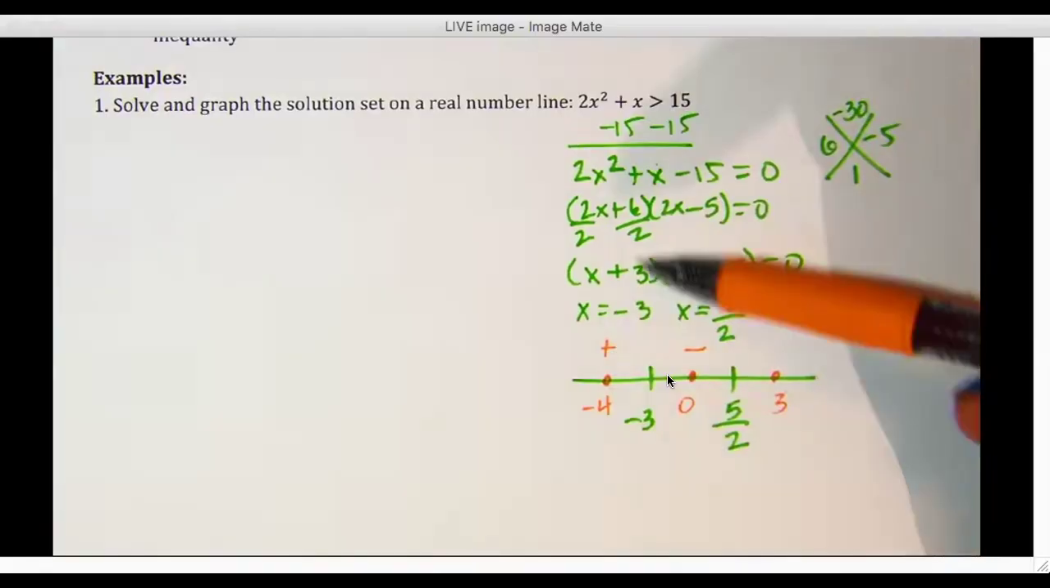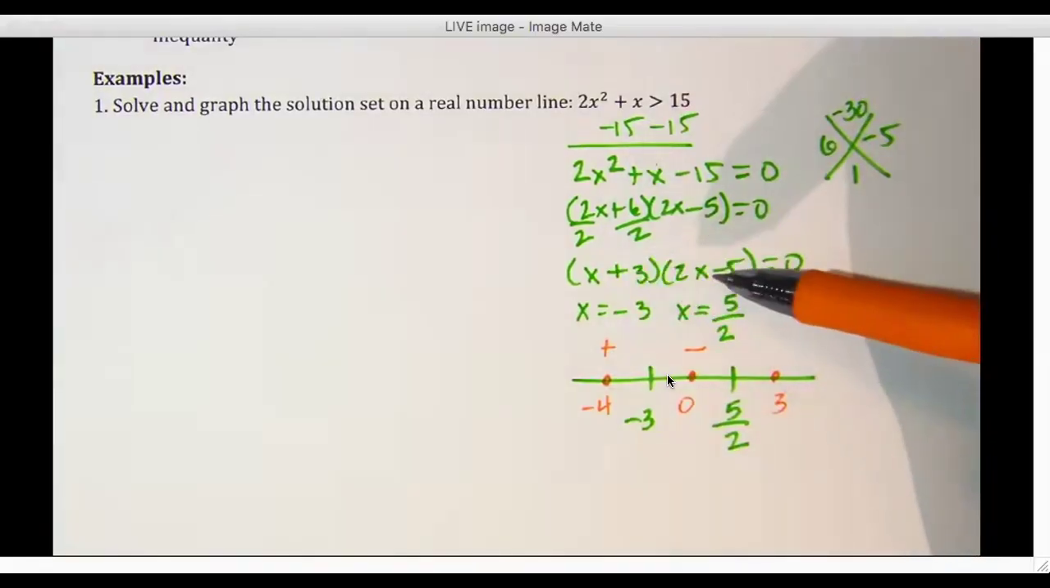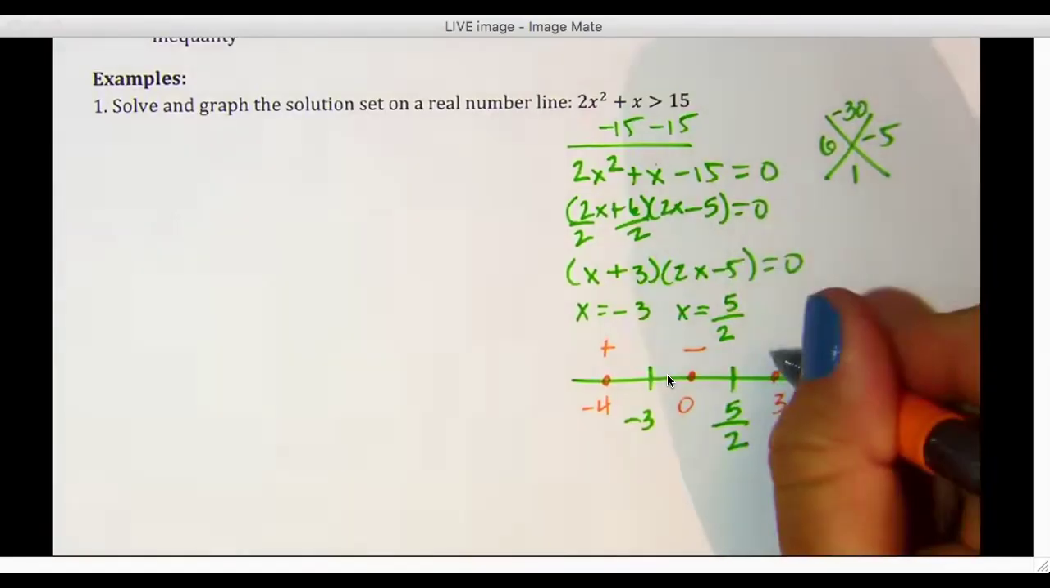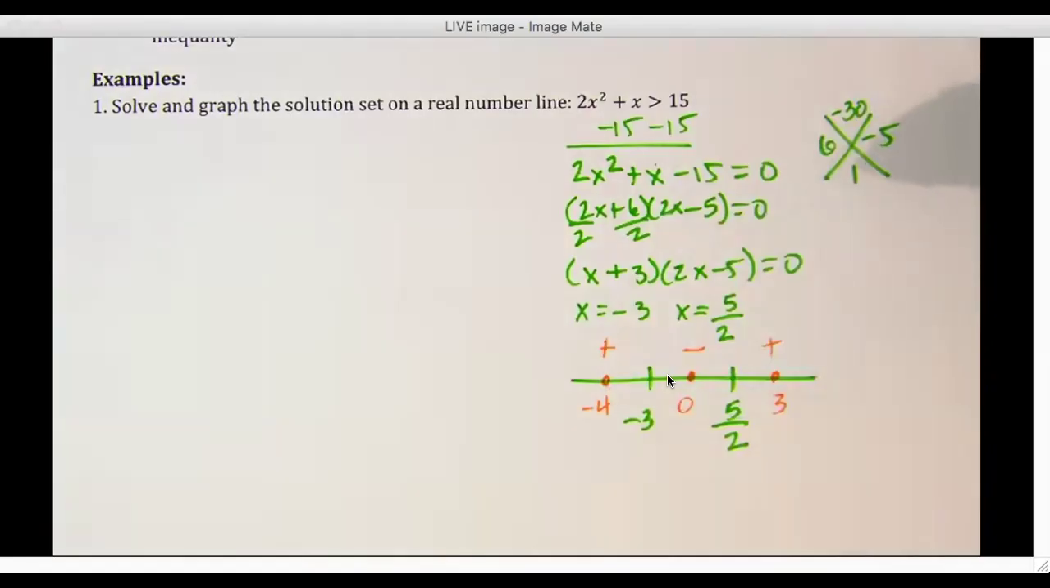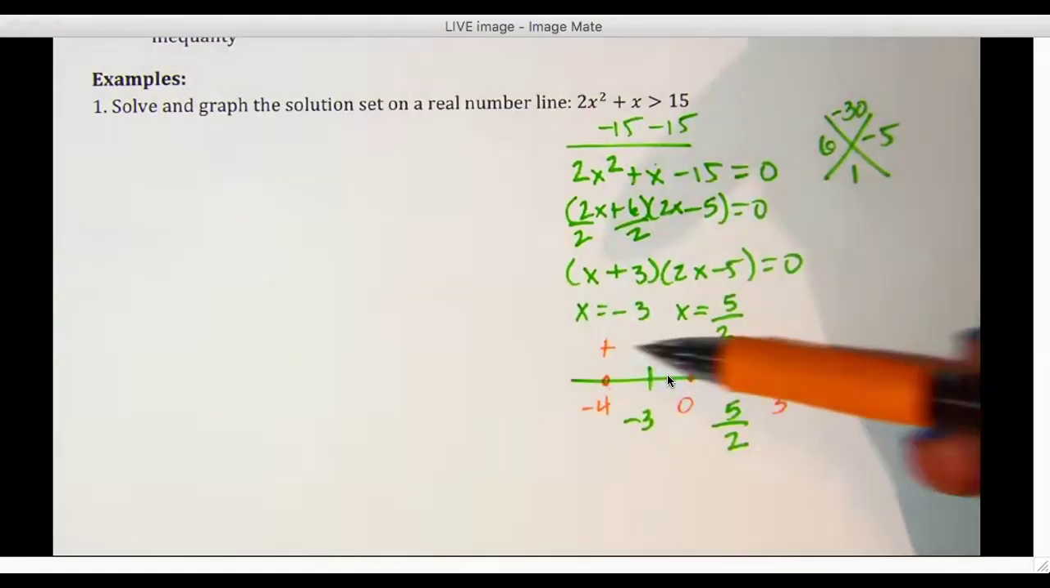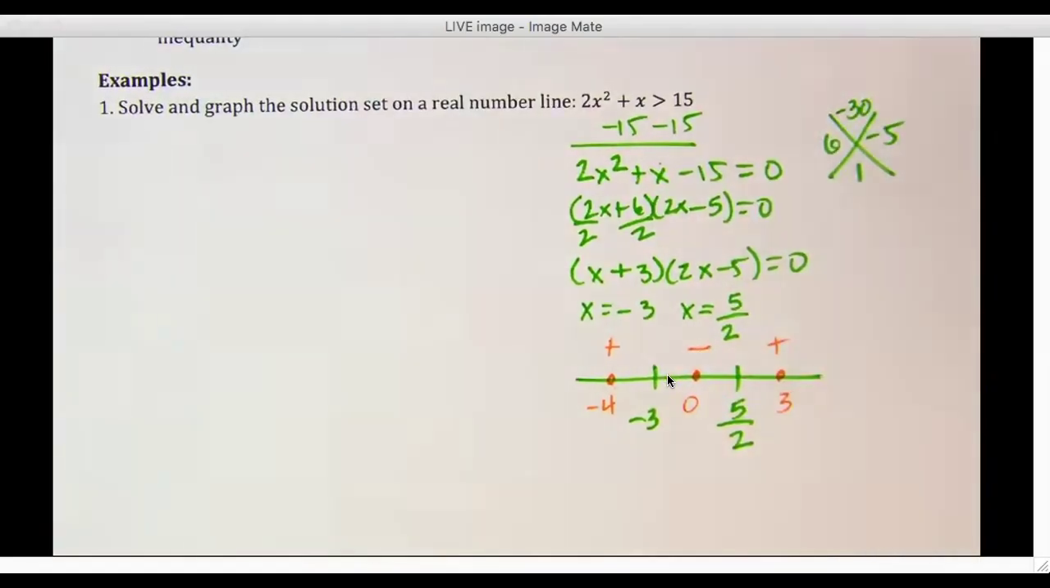And then plugging in 3, 3 plus 3 is 6, that's positive. 3 times 2 is 6, minus 5, that's positive. Positive times a positive is a positive. These signs do not always alternate like this, so don't make that assumption. You need to actually test every interval.